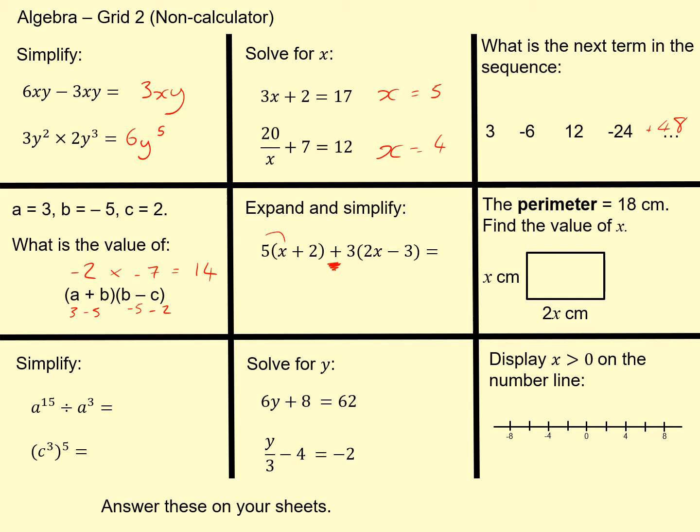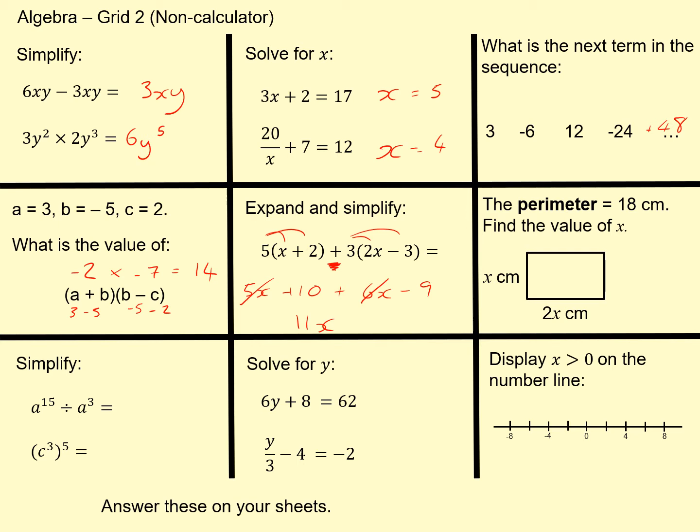So that's 5 times x, gets me 5x. And then 5 times the 2 is going to get me 10. 3 times 2x, 6x. And 3 times minus 3, minus 9. Just adding all this together, so 5x add 6x is a total of 11x. So that's that term and that term accounted for.